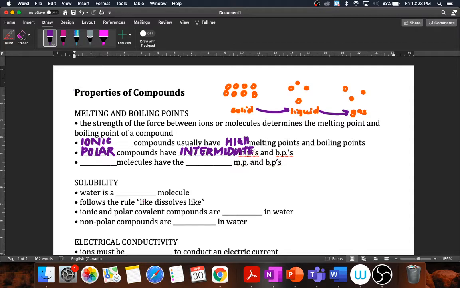And lastly, we've got our non-polar molecules. And these non-polar molecules only contain London dispersion forces. They only have the LDF forces that need to be broken apart. And because of that, they have pretty low melting and boiling points.